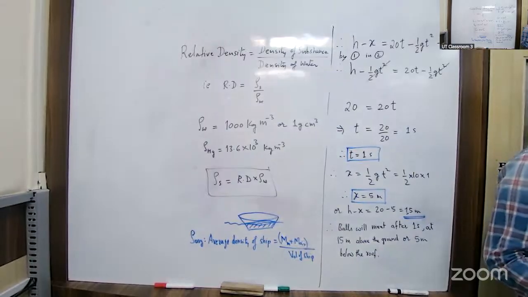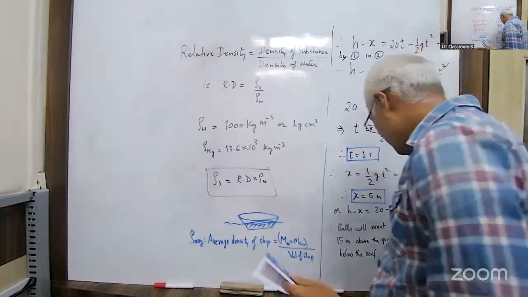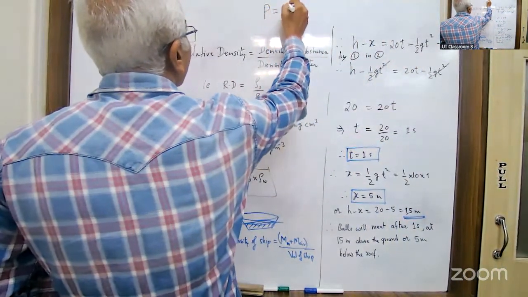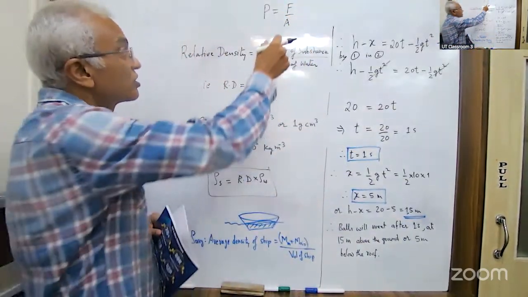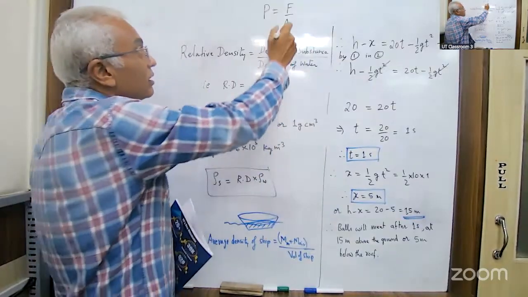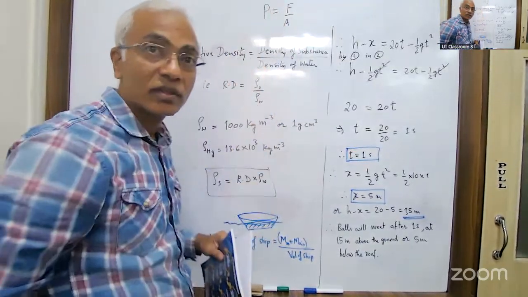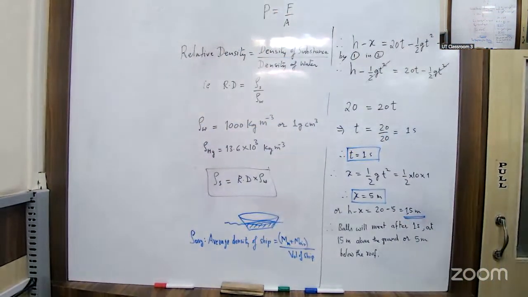Why more pressure? Because the surface area is less. Pressure is F by A. When the strap is thin, the area will be less and this will cause high pressure. So what will high pressure do? There will be more pain there.